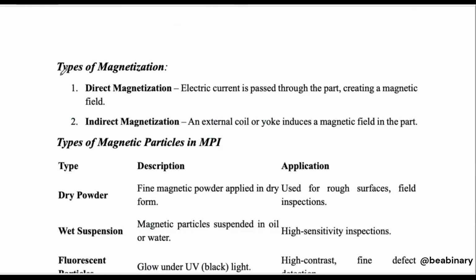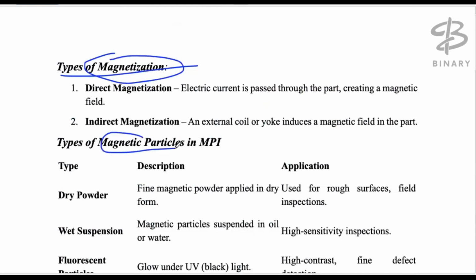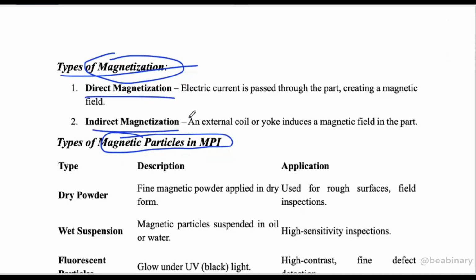What are the types of magnetization? Here it is not the types of MPI, just the types of magnetization. Types of magnetic particles in MPI is a different thing. Here we are only looking at the kind of magnetization, just talking about the magnet. So, direct magnetization or indirect magnetization. For direct magnetization, electric current is passed through the part, creating the magnetic field. For indirect, an external coil or yoke induces the magnetic field in the part.